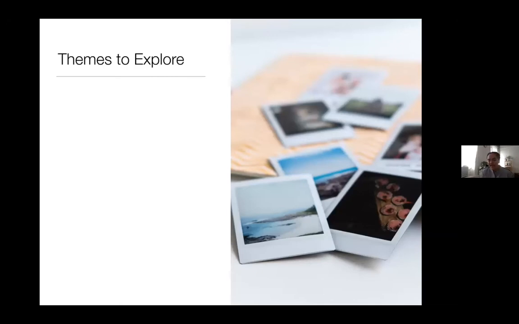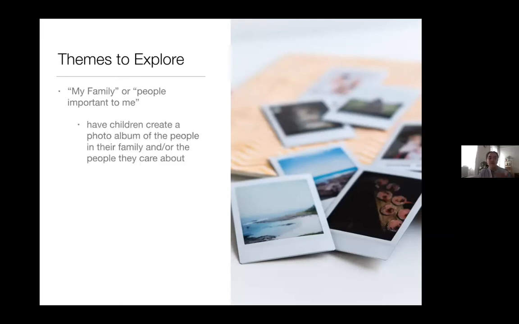And that beginning and that end could be anything. It could be something very basic, a day in the life, a week in the life. But it could also be these different themes. So one theme that's great with kids is my family or people important to me, whichever feels right for you. Ask your child to either take pictures of their family, of the people important to them. They can take those photos, or if you have those photos and you want to go through them and print them out, you can do that.